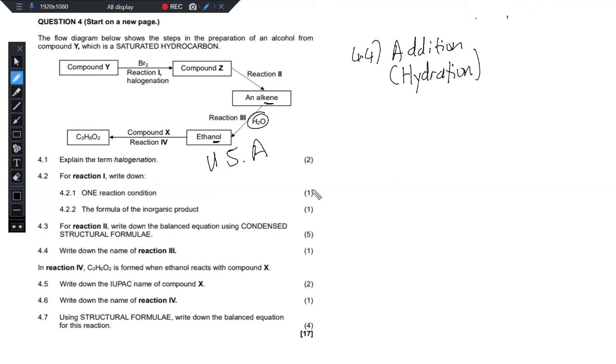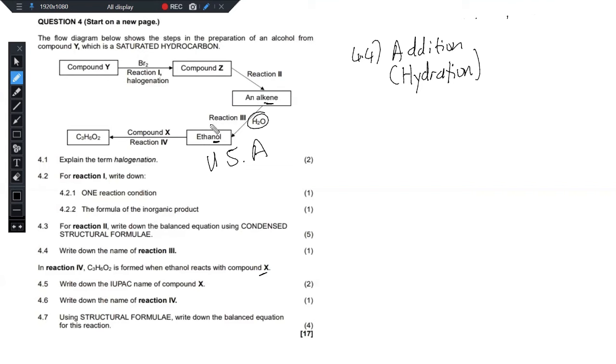So that's a hydration reaction. In reaction number 5, C3H6O2 is formed when ethanol reacts with compound X. Hallelujah. Remember, I always state this. Your esterification questions will be the last questions there because esterification is not part of addition, substitution, or elimination. It's a reaction on its own, right?